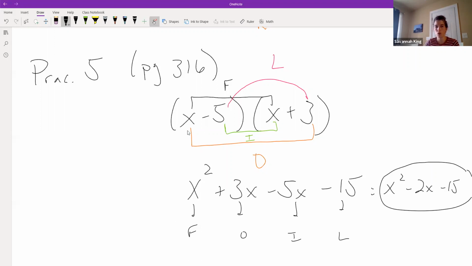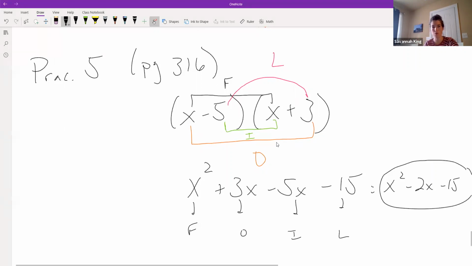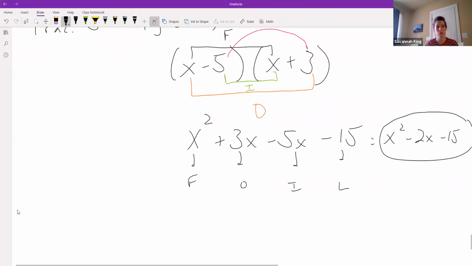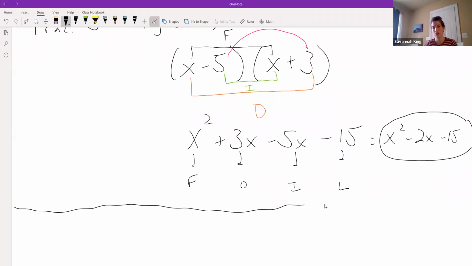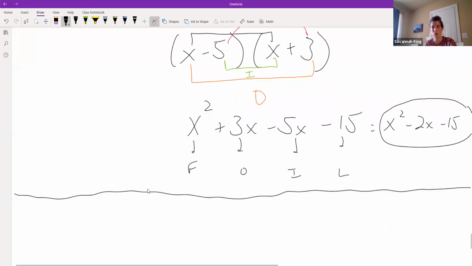Just be aware it only is technically FOILing when you have two terms times two other terms. If you have 1 times 3, 2 times 3, 4 times 5, it's not technically FOILing. And I'm saying this because I'm as guilty as anyone. Once I learned the FOIL little device in my head, I have to work really hard not to call everything FOILing. It's kind of like that word canceling we talked about. Everything is not technically canceling, but once we learn it, we tend to love it.